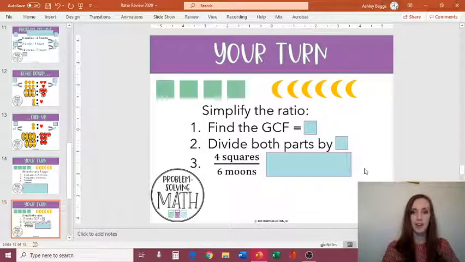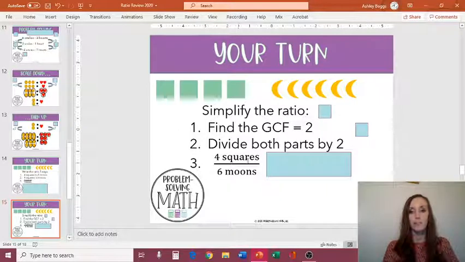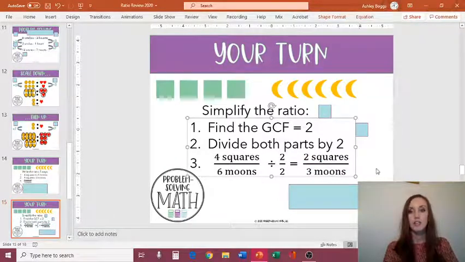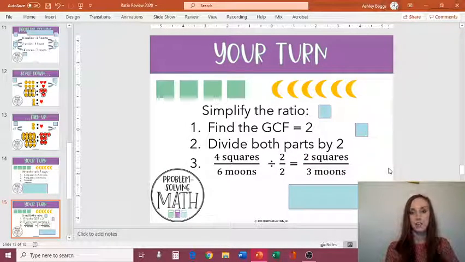Now we're going to simplify this ratio. So we're going to find the GCF. What number goes into both 4 and 6? We know they're both even, so the first thing we should try is dividing by 2. When we do that, in this case, we have the GCF. Divide by 2. Now, to reduce this, we're going to divide both parts by 2. 4 squares and 6 moons divided by 2. We divide both the top and bottom, both the numerator and denominator of this part-to-part ratio by 2 to get 2 squares to 3 moons as our simplified ratio.